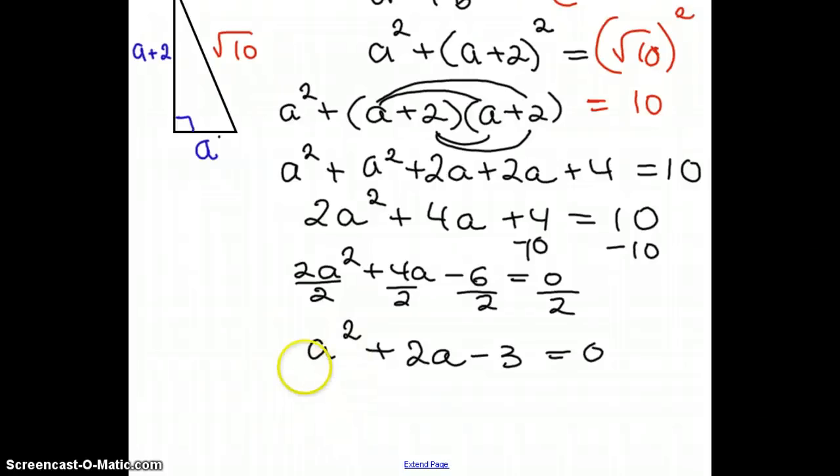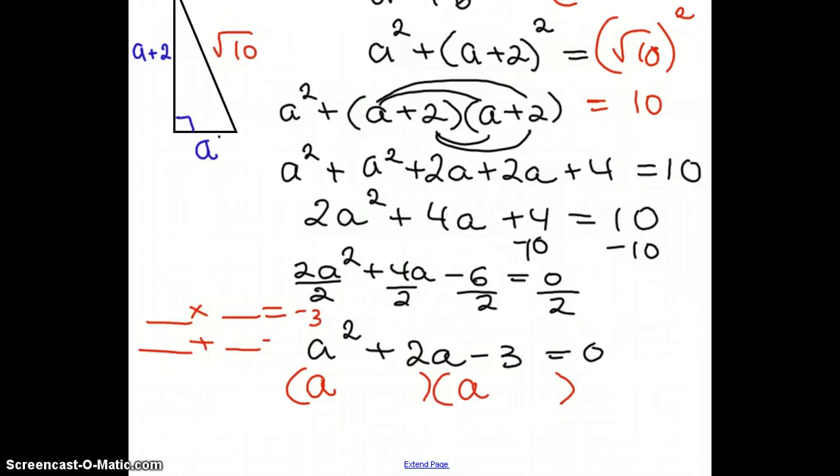I'm hoping that I can factor, because that would be the easiest way to solve this. So if my first term is a squared, I know I'm going to start with an a and an a. And I need two numbers that multiply to negative 3, but when you add them together, they have to give me 2. So these two numbers are going to be negative 1 and a positive 3.